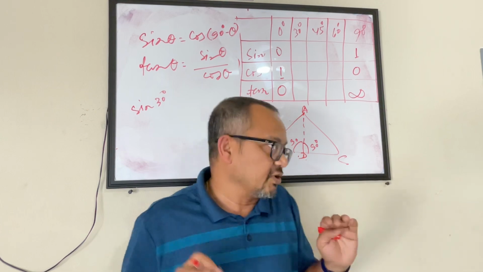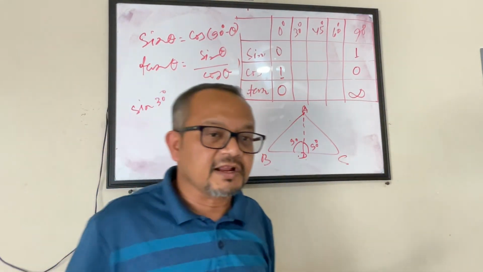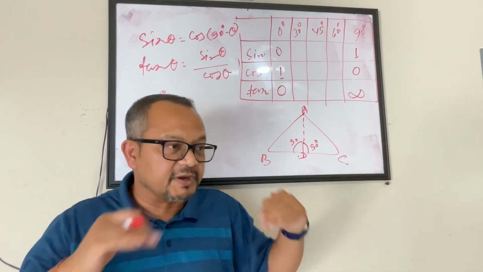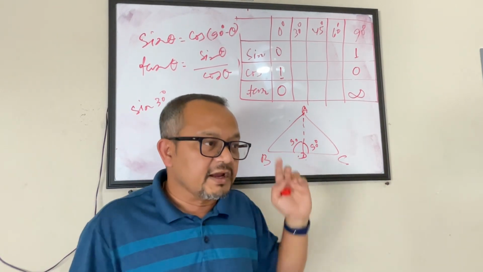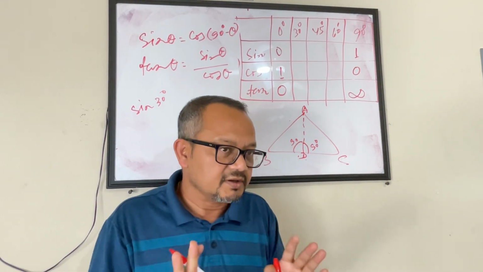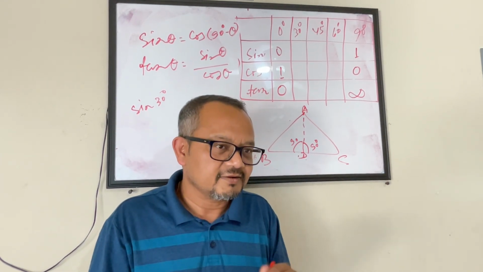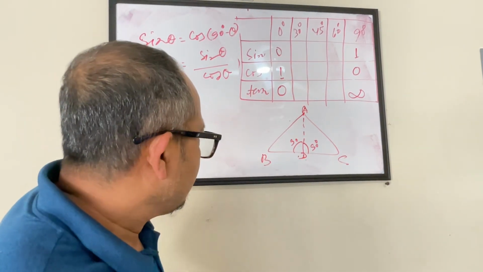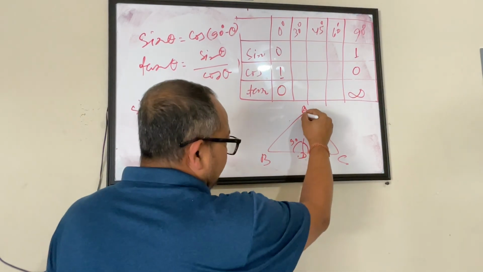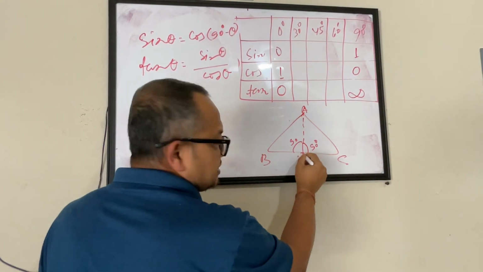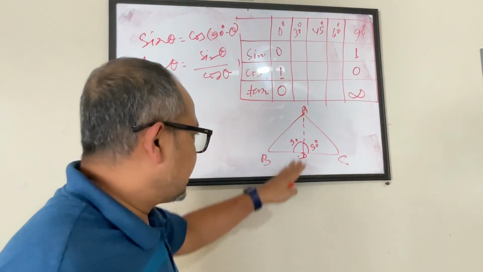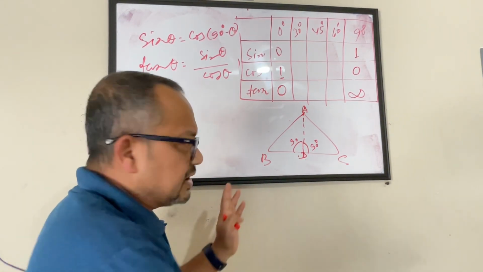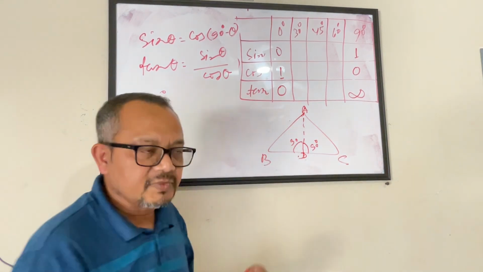Yes, sir. Okay. Now, this is an equilateral triangle. The only definition we know about an equilateral triangle is it's a triangle with all sides being equal and all angles are 60 degrees. Everybody with me? Okay. Now, what did I do? I have drawn a perpendicular line from this vertex to this opposite side. So it has met this side at point D.